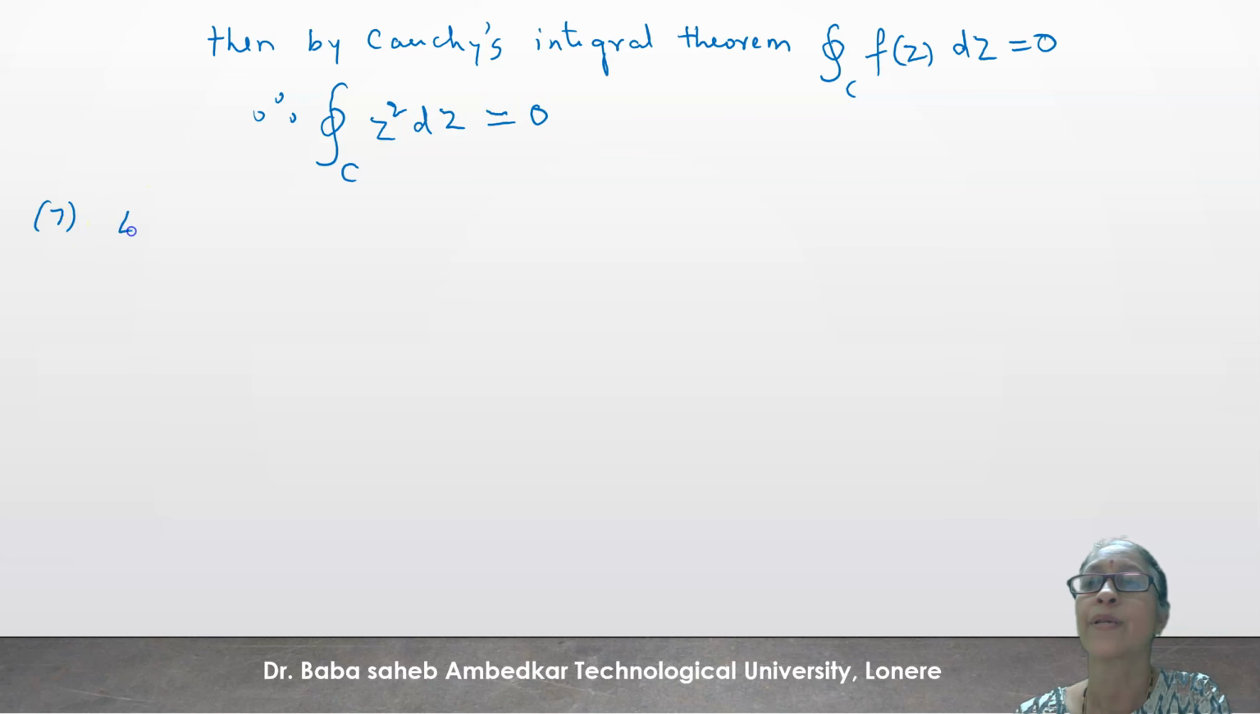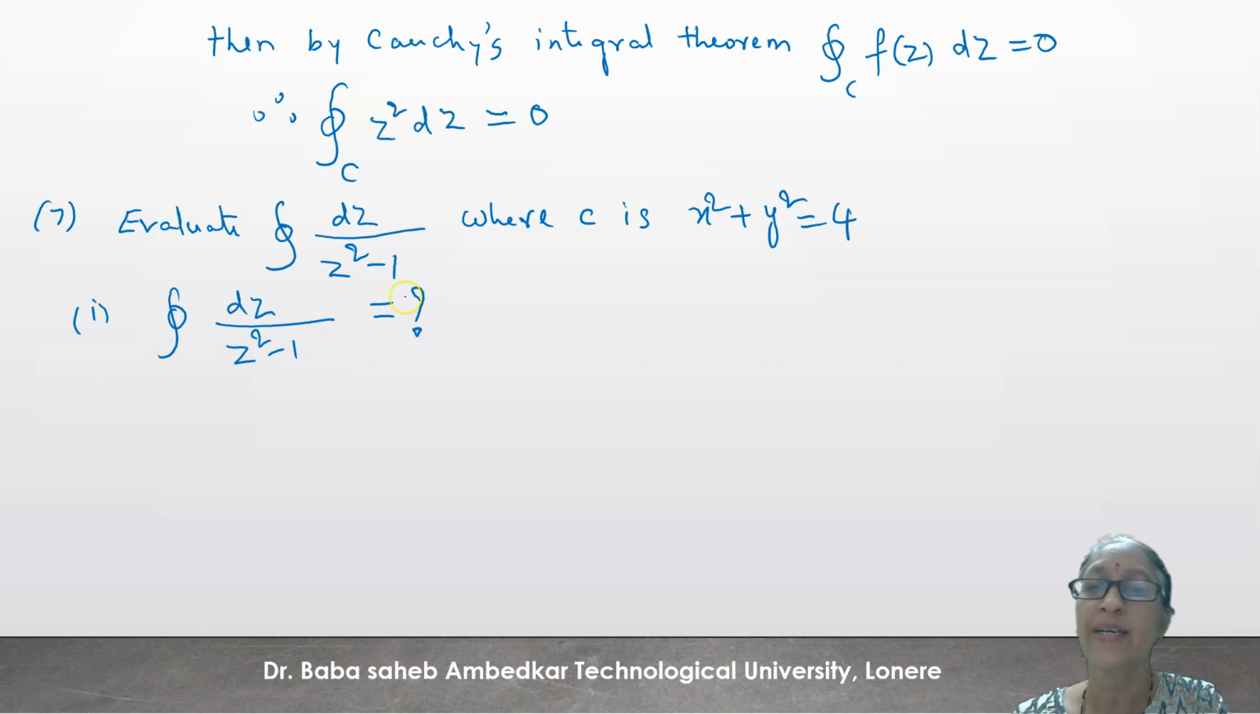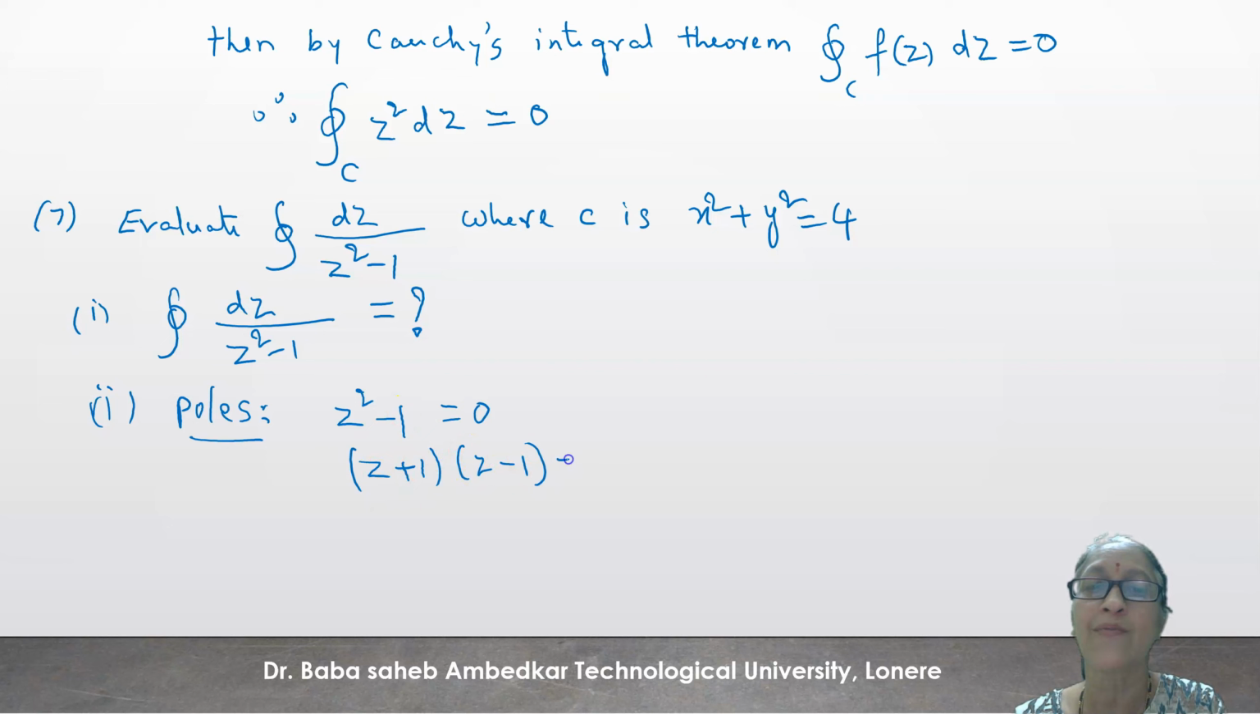So in the first step we have written this integral. Then find the poles. How do we find poles? By equating the denominator to 0. So here equate z square minus 1 to 0. So z square minus 1 means z plus 1 into z minus 1 equal to 0.